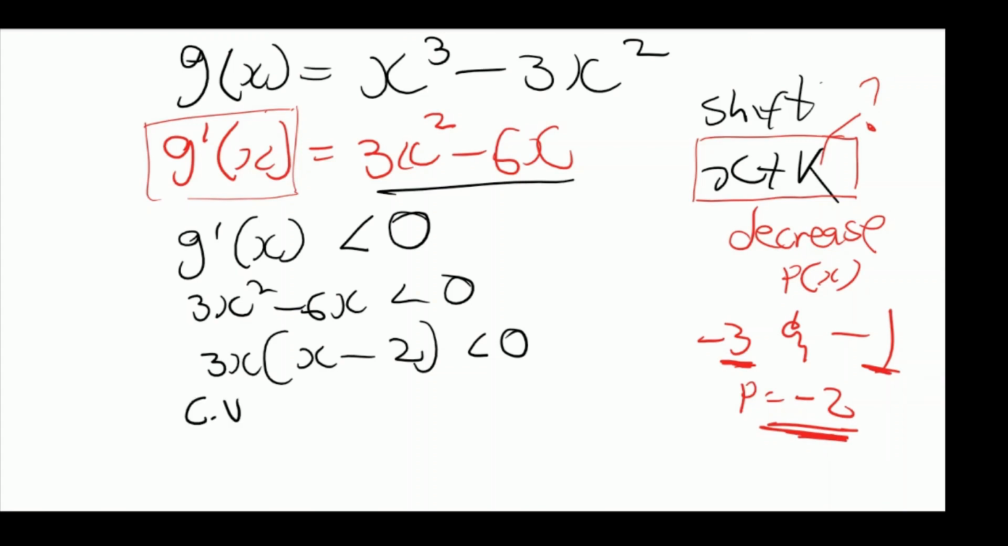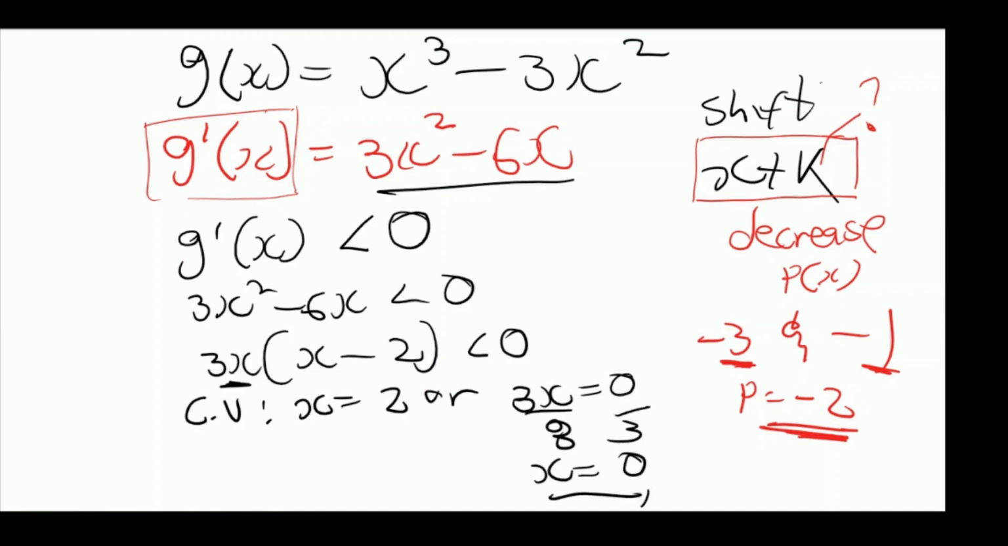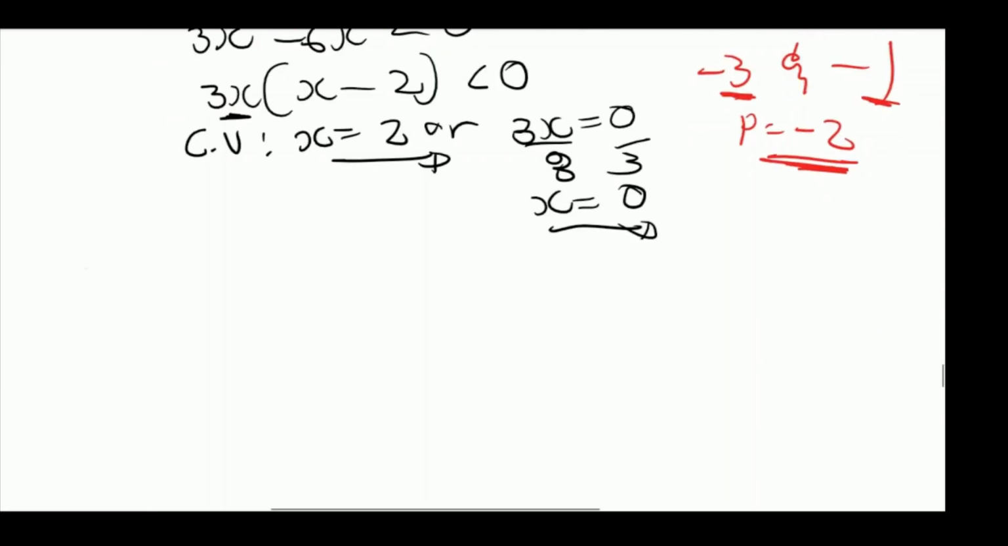Then you find the critical values, which are x equals 2, or 3x being equal to 0. So divide by 3 both sides, so x is equal to 0. So these are your critical points. Both of them are your critical points.